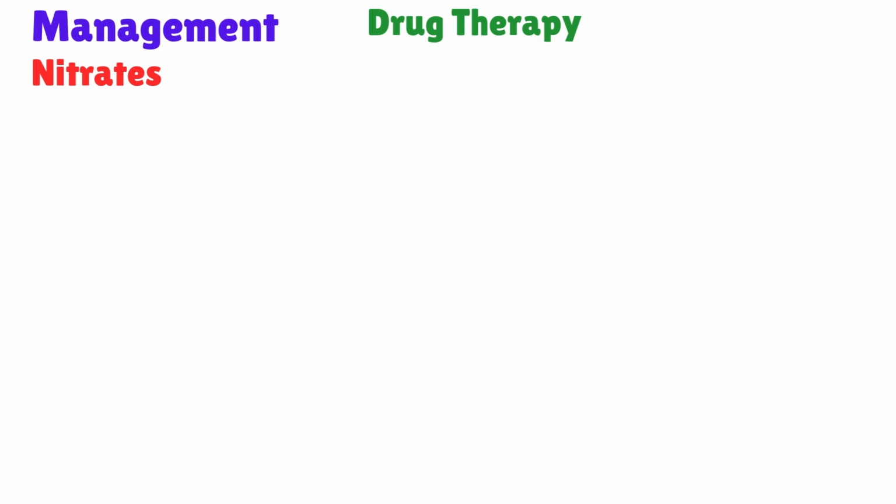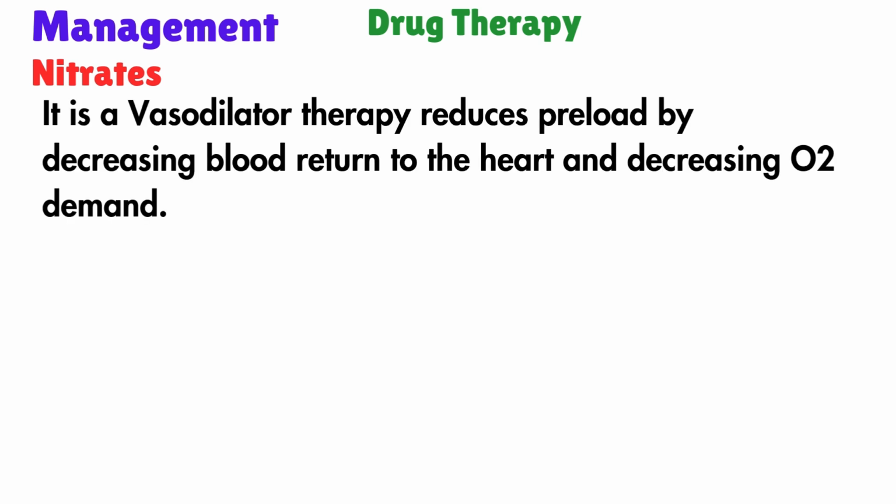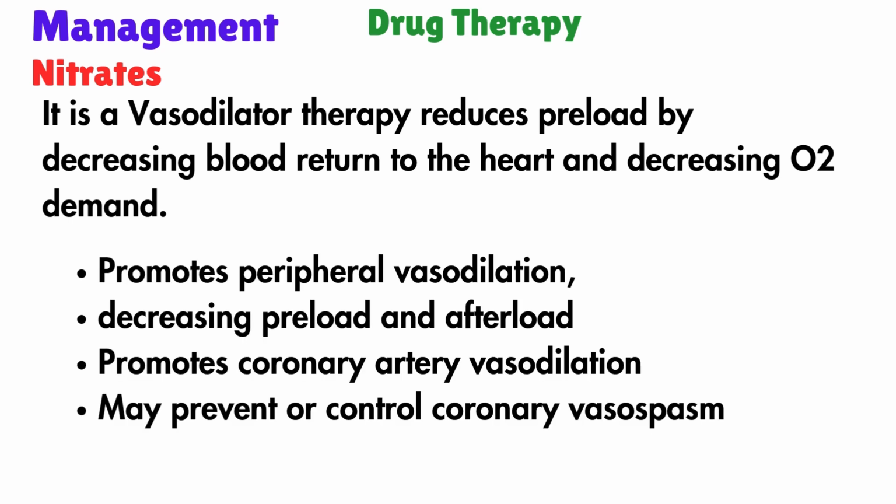Next drug therapy is nitrate. Nitrates are given sublingually via spray or through IV administration. Vasodilator therapy reduces preload by decreasing blood return to the heart and decreasing oxygen demand. It promotes peripheral vasodilation, decreasing preload and afterload. It promotes coronary artery vasodilation. It may prevent or control coronary vasospasm.